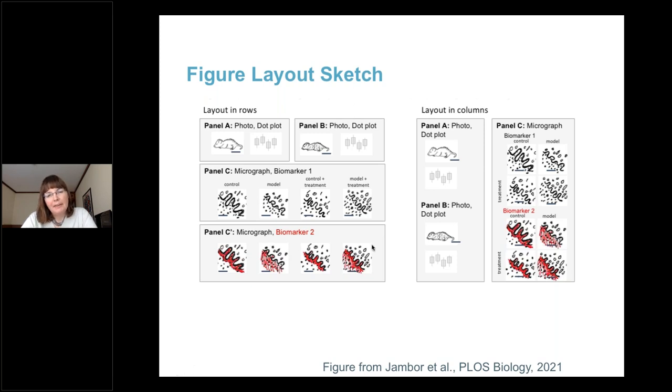If I were doing a layout in columns, I would just switch this up a little bit. So I might have panel A above panel B. And in both cases, I would have my photo and then my box plot. And for panel C, I might arrange my four groups in a square according to control versus experimental and then treatment versus placebo, and I would have one square for each of my two biomarkers.